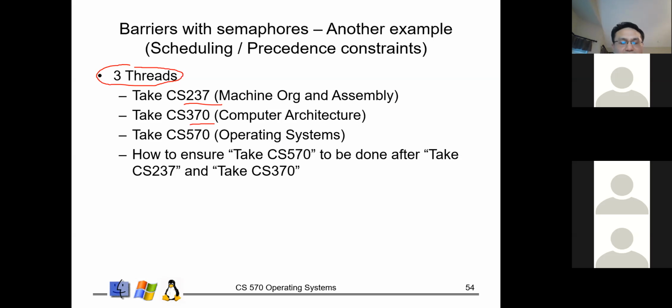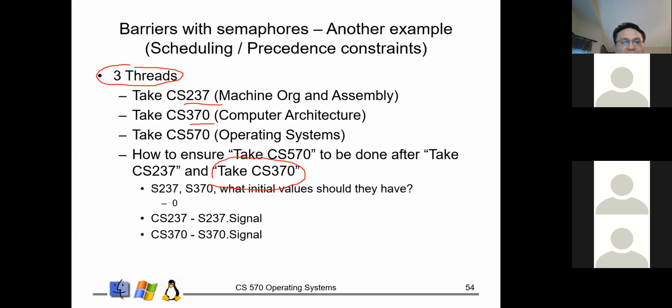So you can set one semaphore to control that, and that semaphore value can be initialized as 0. It not necessarily has to be 0, but normally you set it up to start with 0. Then in the 237 thread, you do signal, as well as in the 330 thread. And then in the 570 thread, you do wait.